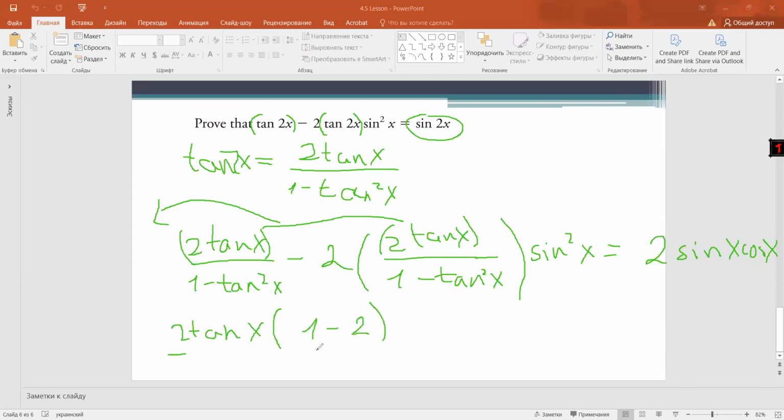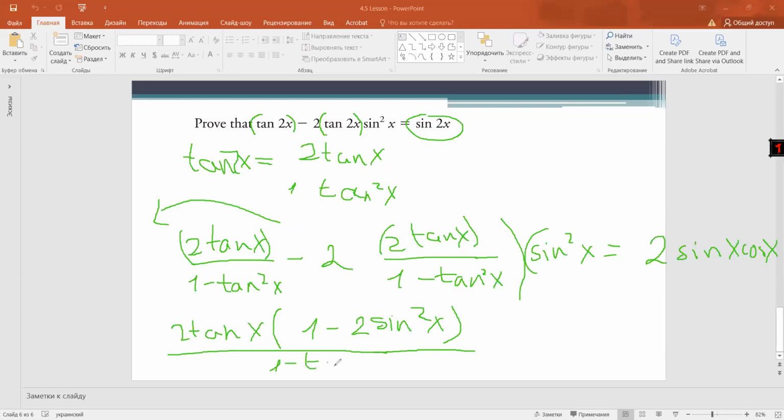2 over, because here we have a multiple of 2. Oh, and not just 2, it's also going to have 1 minus 2 sine squared x, right? Another multiple that we have here. Now bracket closes, and now the denominator is going to be 1 minus tangent squared x. Okay.